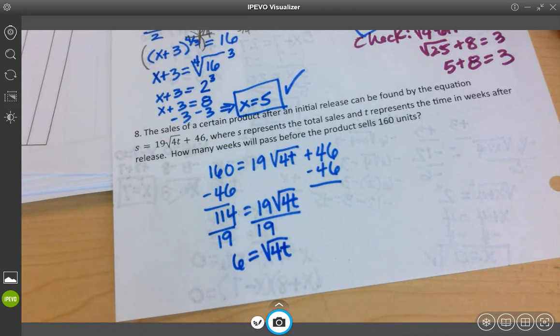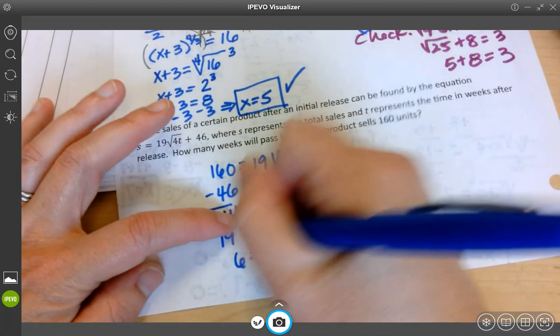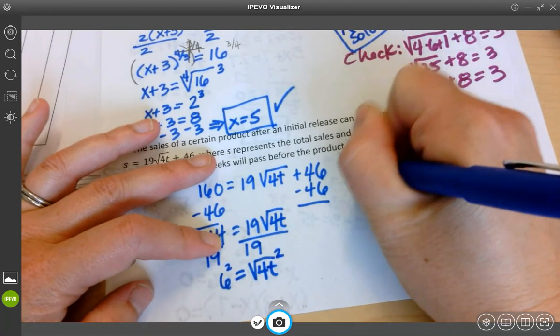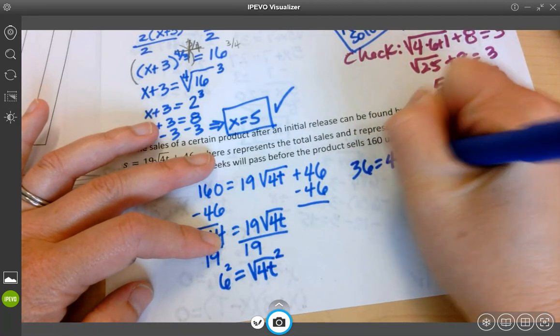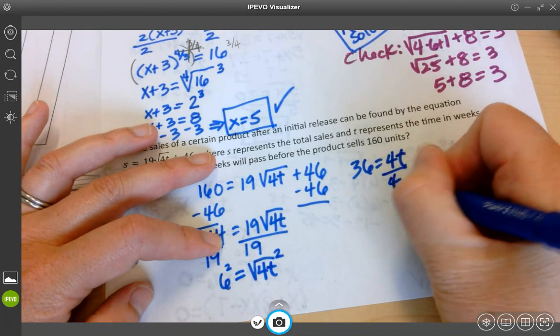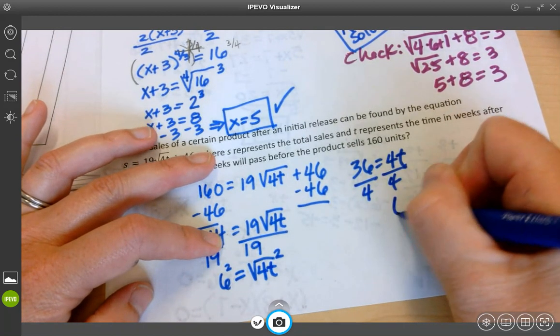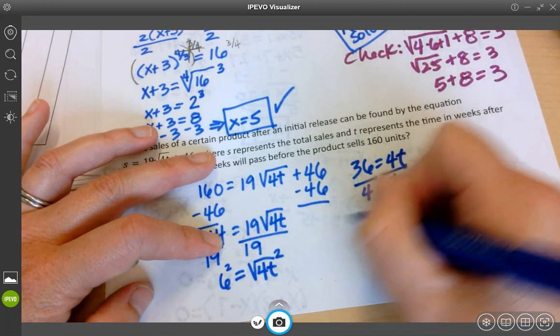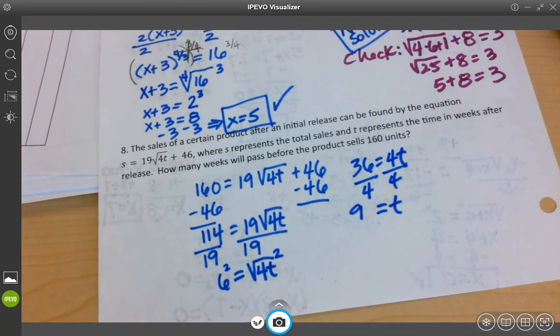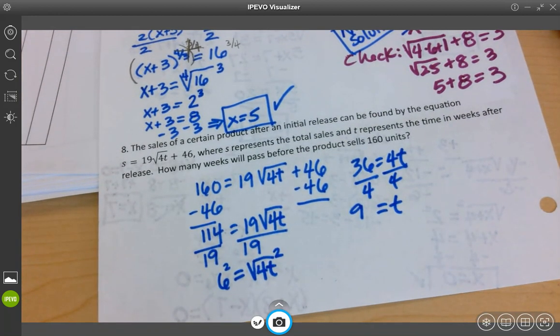All right, undo the square root with a square. Good. And then I'll divide. So time is equal to 9 what? Look at the problem. What does it say time is measured in? Weeks. Good.